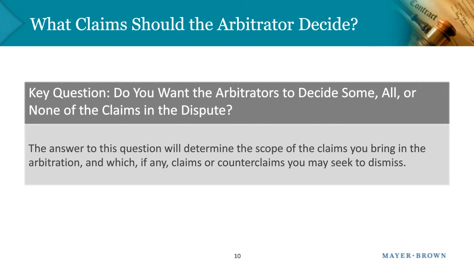Another scenario that might arise is a situation in which you want the arbitrator to decide all of the claims in the dispute, but the opposing party has filed a court action. And in that circumstance, you will need to consider a motion to compel arbitration before the court. So this is the kind of assessment that must be taken at the very beginning, and it's among the earliest strategic decisions you'll have to make in arbitrating a license dispute.